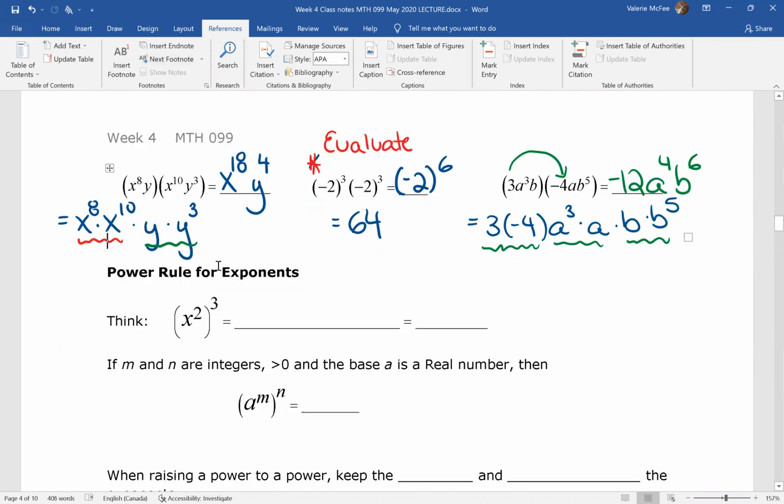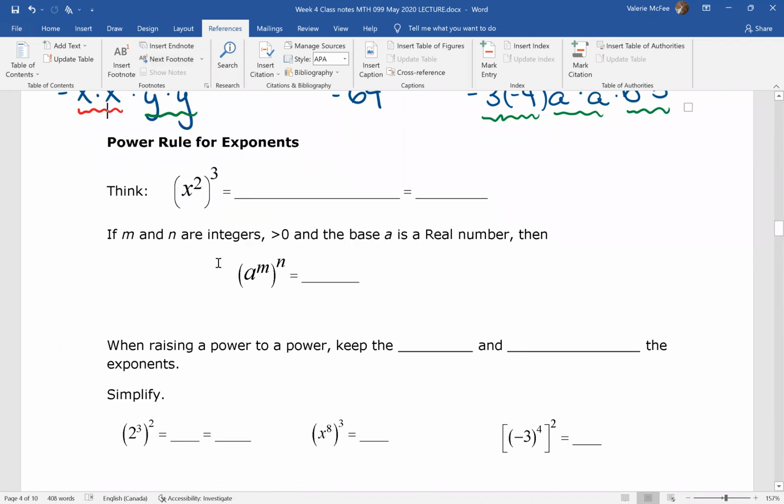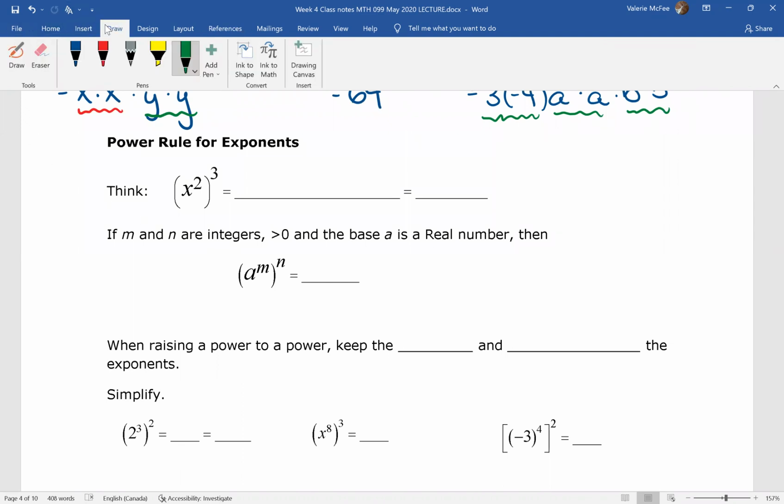I want to look at one more rule with you today. This power rule for exponents. Let's think about x squared raised to the power of 3. The 3 is beside the bracket. That means I have x squared 3 times.